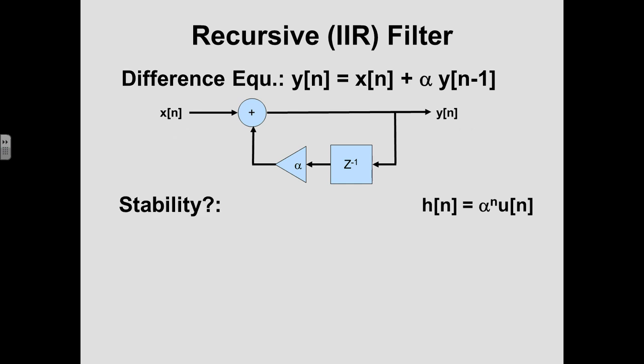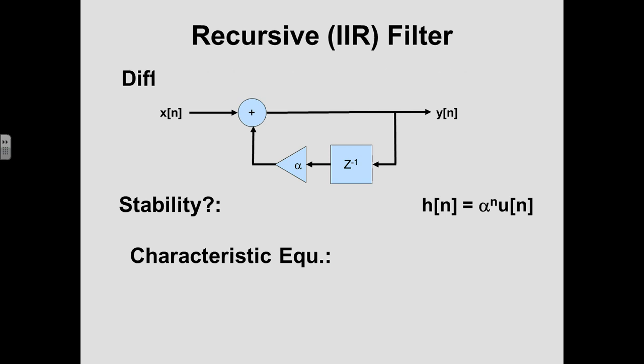Knowing that, first off, before we go and find the frequency response, we might ask ourselves, is this a stable system? And if you recall, for stability, we can look at the characteristic equation of this particular system. Now, for that, I want to rewrite this difference equation with all the y terms on one side and x terms on the other. So let's do that.